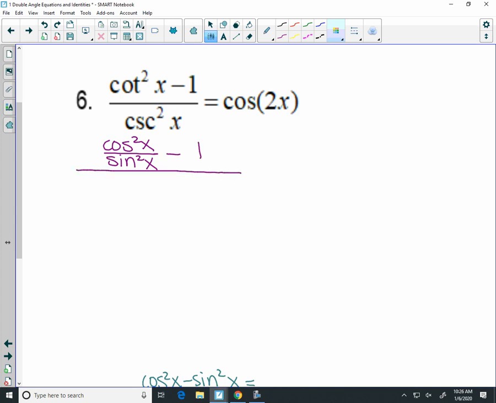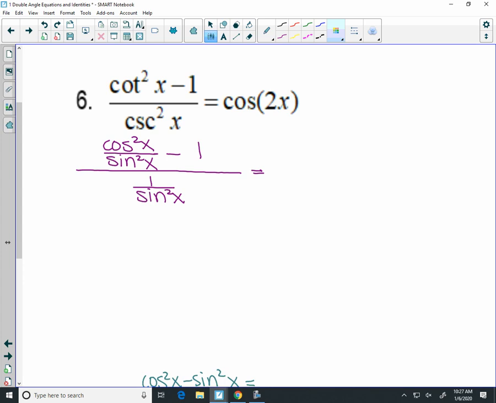And I'm going to make cosecant squared into what? Which reciprocal is that? Yeah, 1 over sine squared. Awesome. Don't be freaked out by the fraction over a fraction. It'll only be there for a minute.